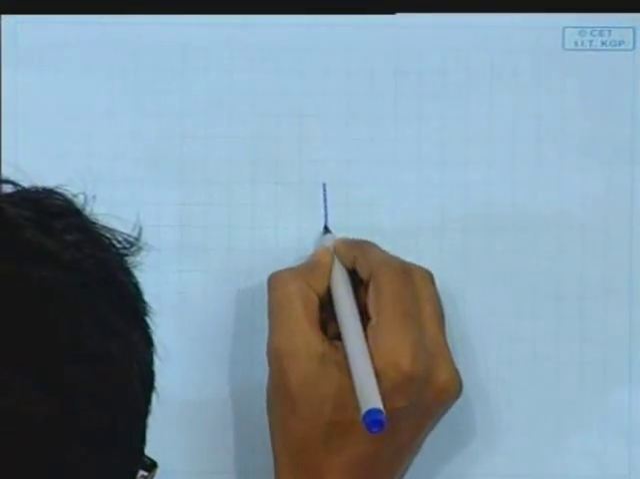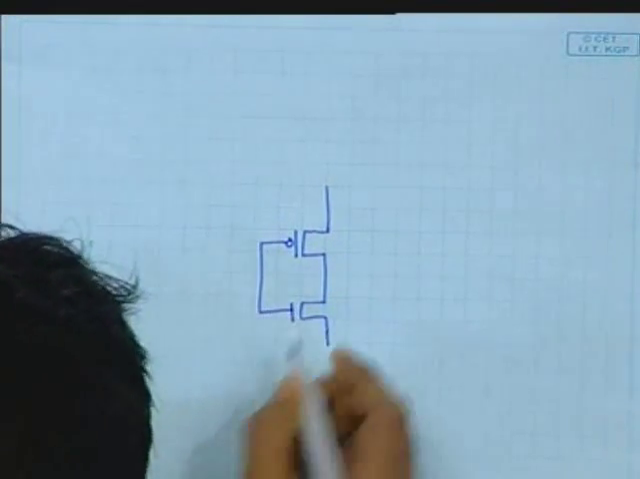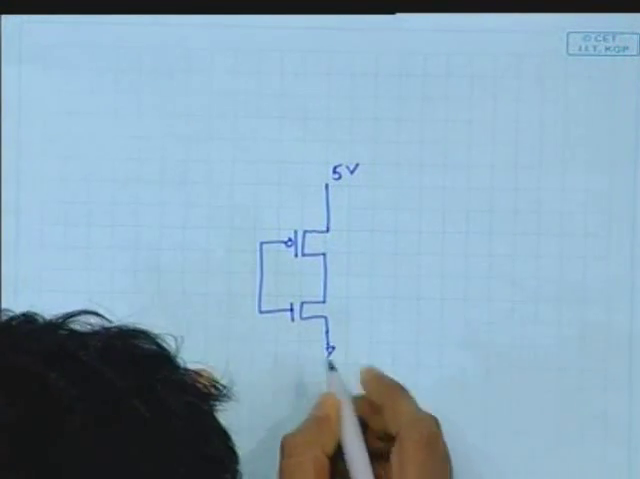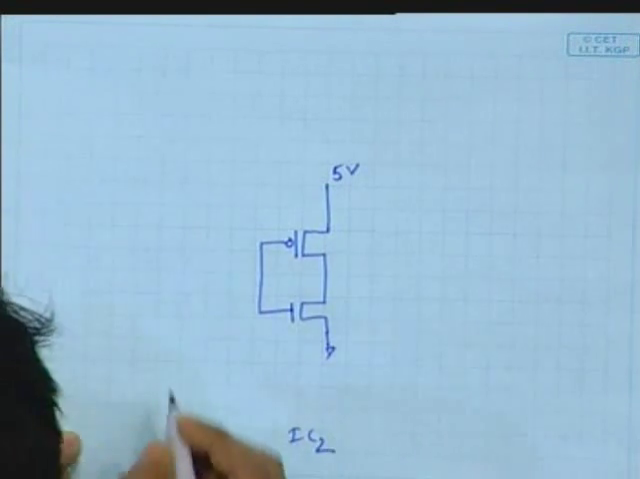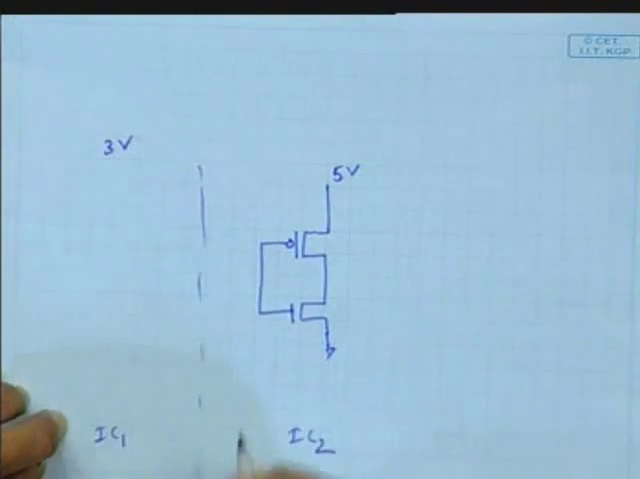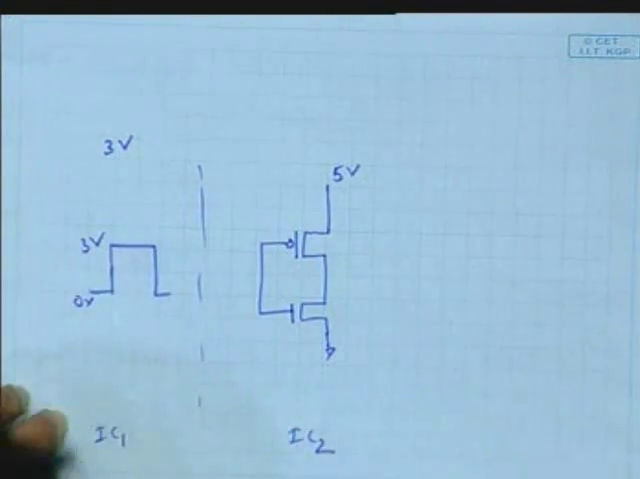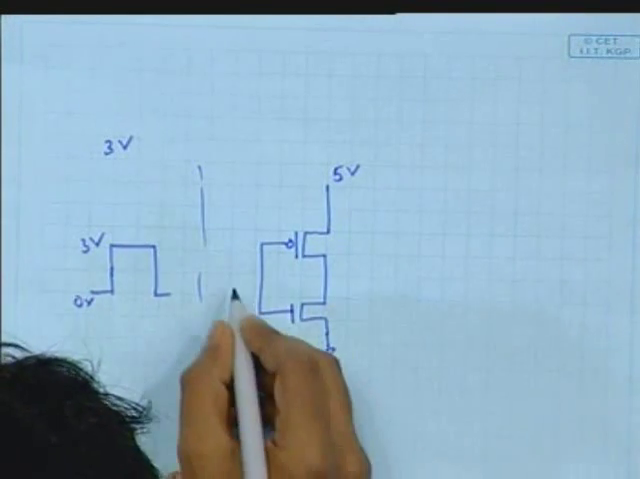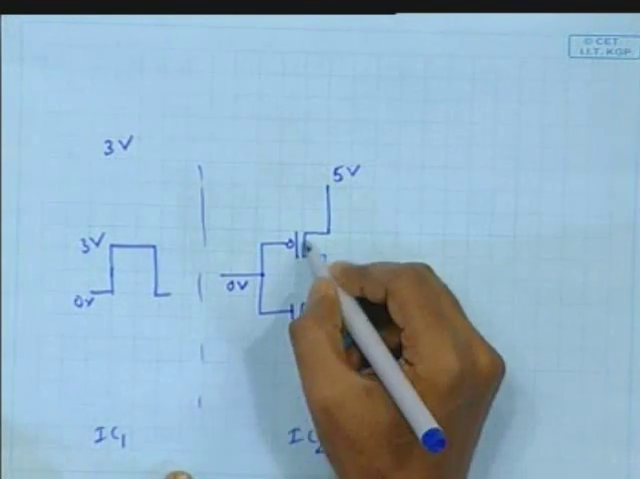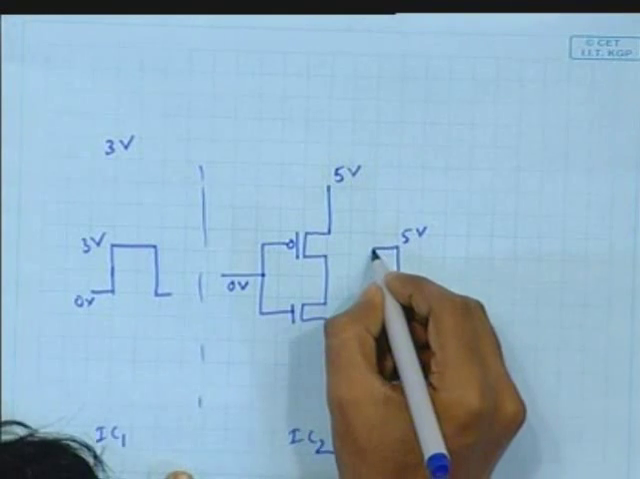Now consider this is your 5 volt supply, and this is considered IC2. Now consider IC1 here. For that, consider it as a 3 volt supply, right? So the signal level will be 0 to 3 volt. When 0 is coming here, this is connected here. When 0 is here, there will be no problem, right? This is off, this is on, so we will get high, 5 volt, right?